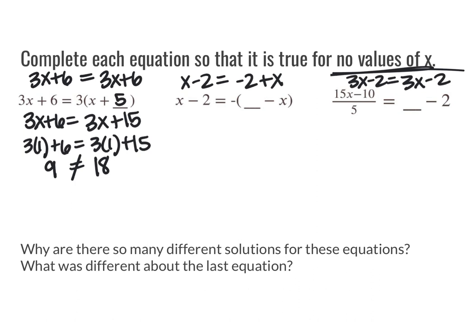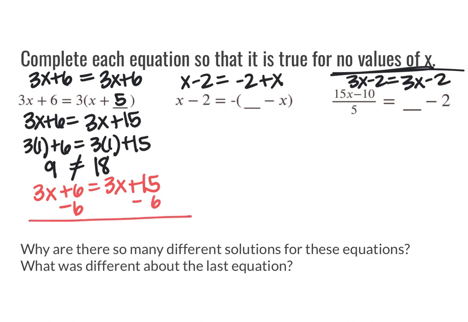Well, let's look at what it looks like if we were to solve it. So I have 3x plus 6 is equal to 3x plus 15. So I'm going to subtract 6 from both sides. When I do that, I'll get 3x is equal to 3x plus 9. When I subtract 3x from both sides, I now have 0 is equal to 9. Well, is it? Is 0 equal to 9?